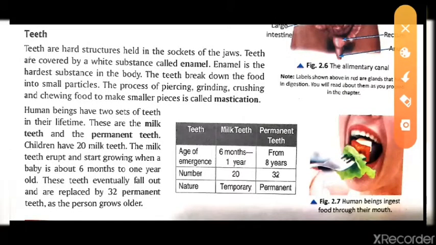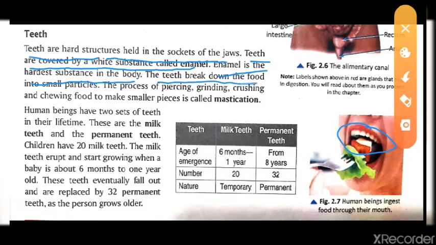Teeth are hard structures held in the sockets of the jaws. Teeth are covered by a white substance called enamel. The white part that you can see is called the enamel, and we all know that teeth are the hardest substance present in our body. It is much harder than bone also. Remember, it is much harder than bone. Enamel is the hardest substance in the body.